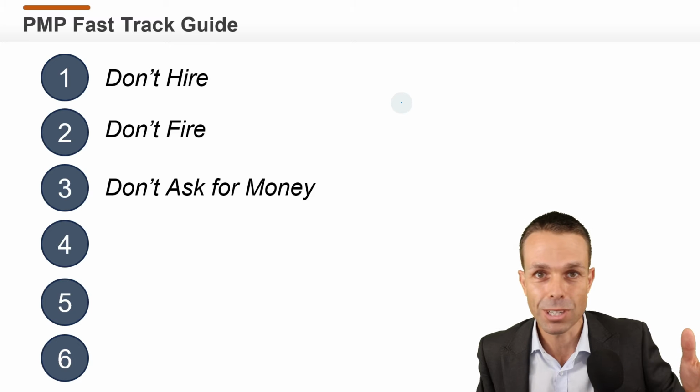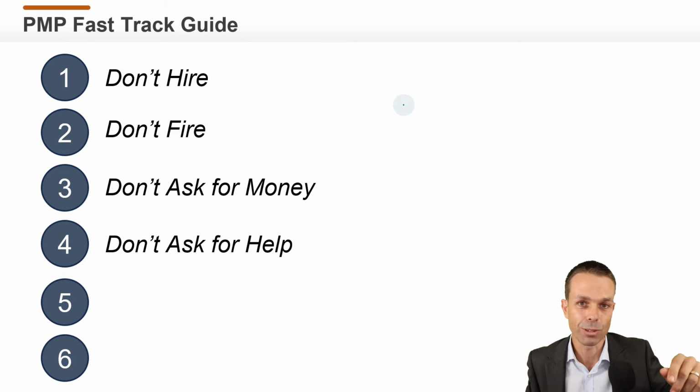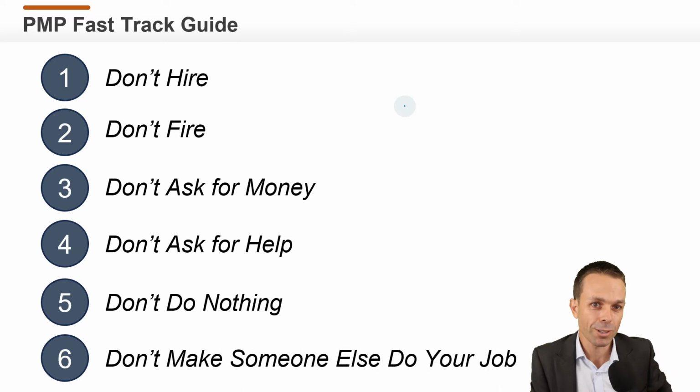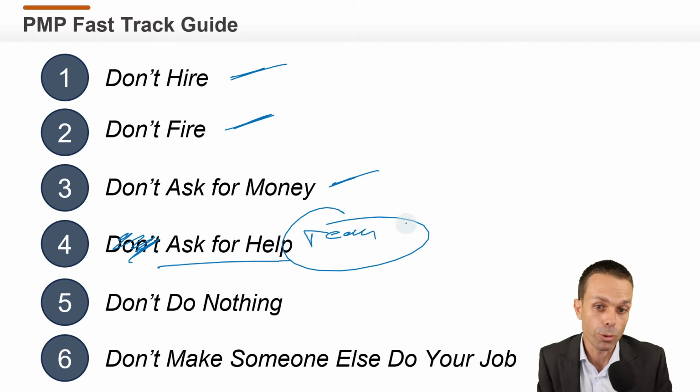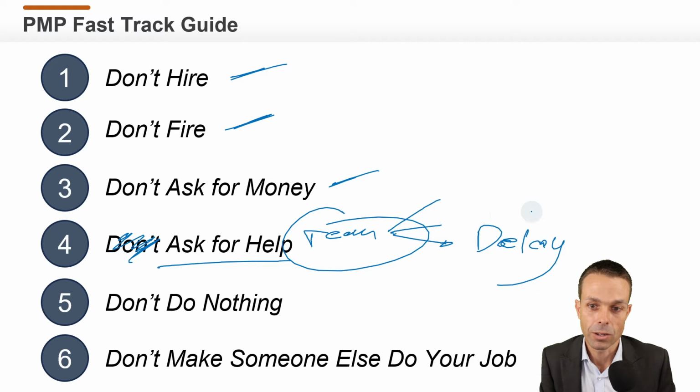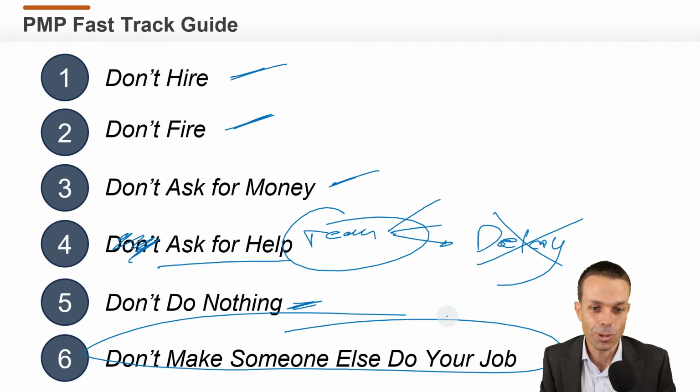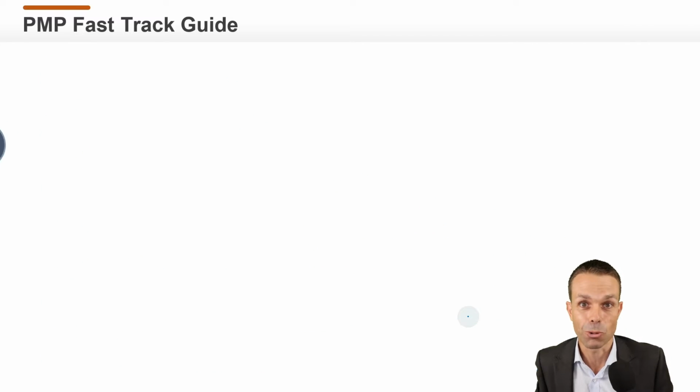And remember, there's a few tips just broadly, but I'll put the link to the real video up the top as well. Try not to hire, try not to fire if we can help it. Try not to ask for money. Now we do want to ask for help, remember, from our team. Our team will know what to do with their estimates and with their ways of working, but we don't want to delay. So remember, try not to delay if we can help it. Don't sit on our hands and do nothing, and don't make someone else do our job. So that's a really great guide.